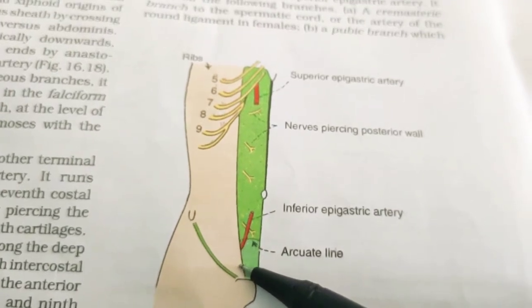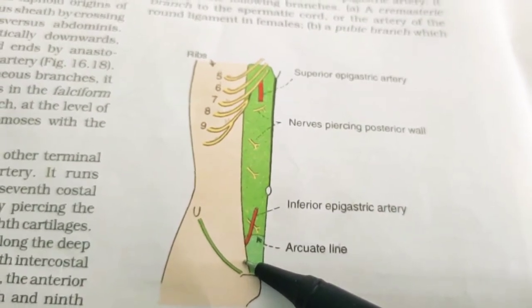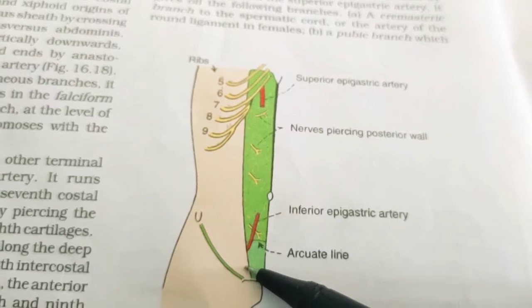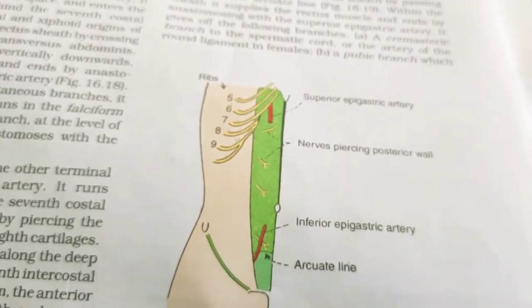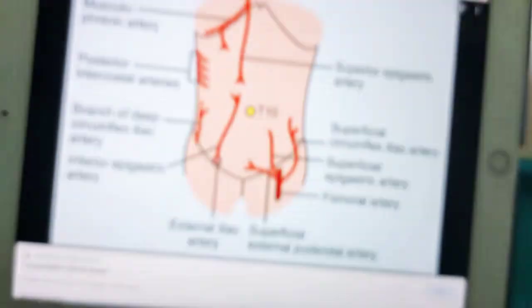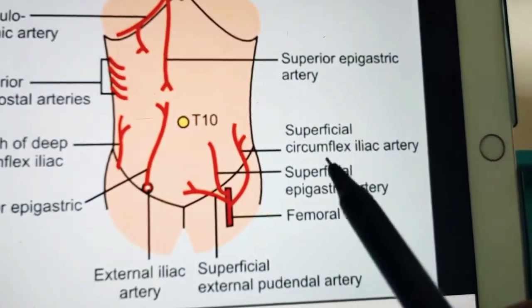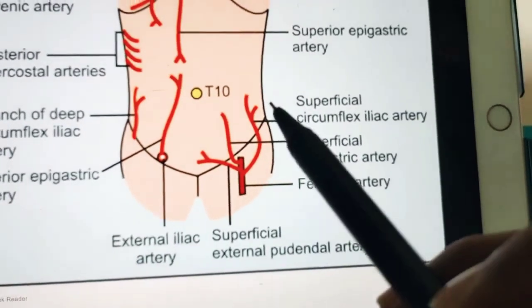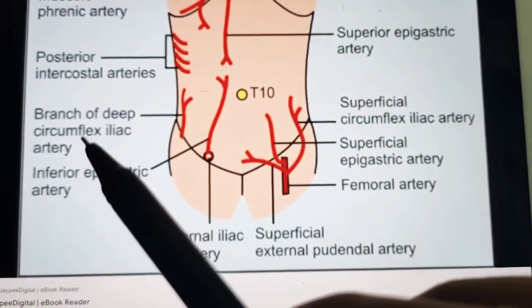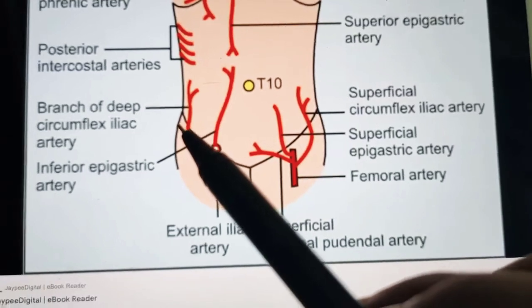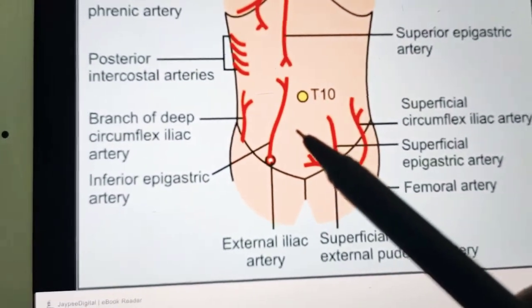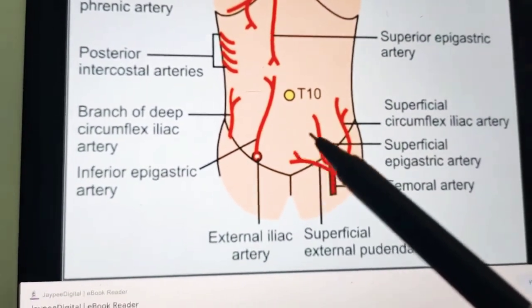The deep circumflex iliac artery. Let me show this on the diagram again. You can see here the deep circumflex iliac artery. This is the superficial one, so like that you have a branch of the deep circumflex iliac artery here. It is the other branch of the external iliac artery.